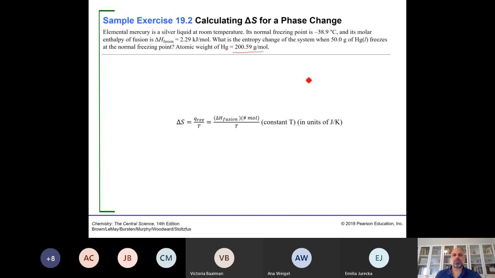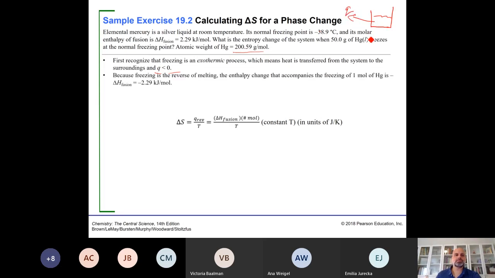Okay, so let's go through this sample problem. First recognize that freezing is an exothermic process, which means that heat is transferred from the system to the surroundings. You have your mercury sitting here as a liquid. In order for this to freeze, you have to remove heat from the system. Heat has to be removed.